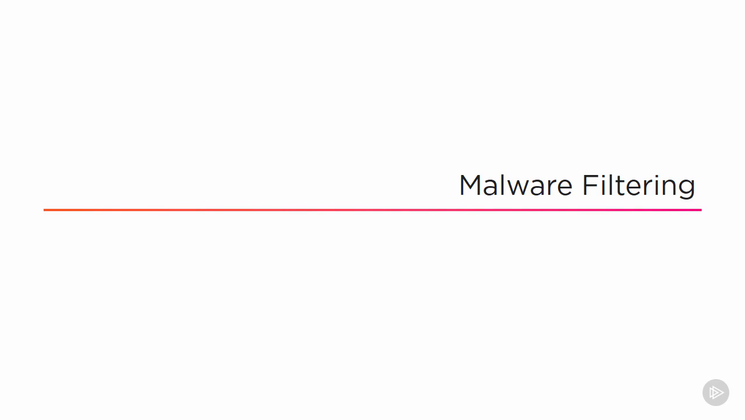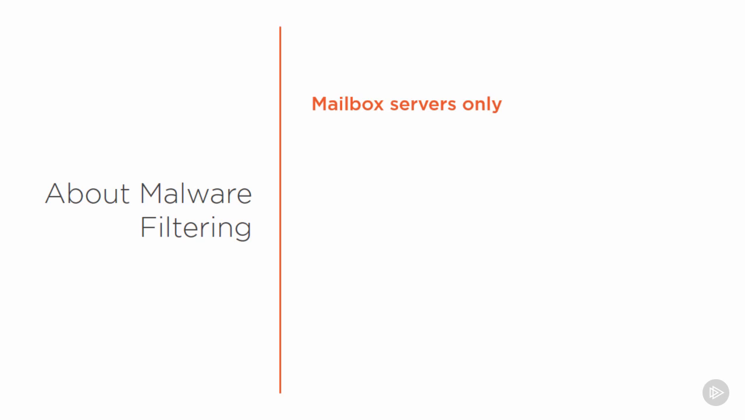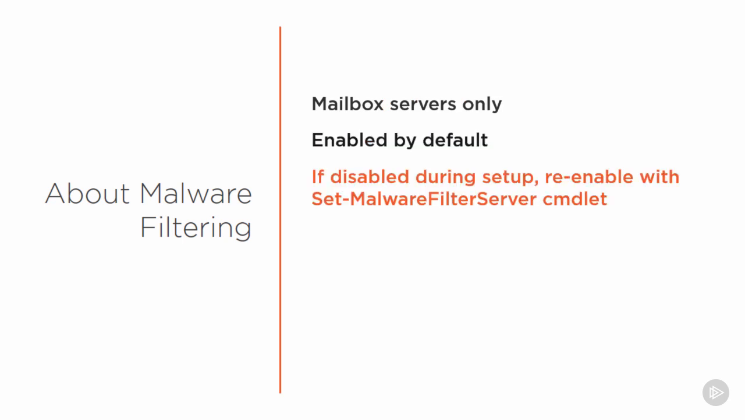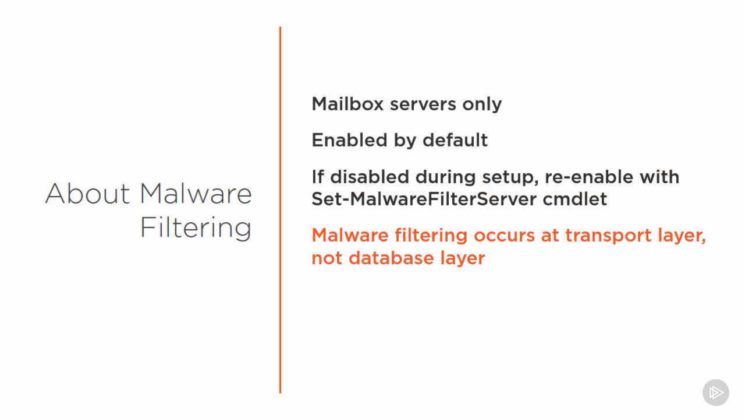Finally, let's take a look at malware filtering. The malware filtering agent only exists on mailbox servers, and during setup there's a question as to whether you want it enabled or disabled. It's enabled by default, and if you chose during setup to disable it and you want to re-enable it later, you use the Set-MalwareFilteringServer commandlet for that task. Malware filtering occurs at the transport layer, not the database layer. Once email has made it into the database, there's no longer any malware filtering occurring on those email items.